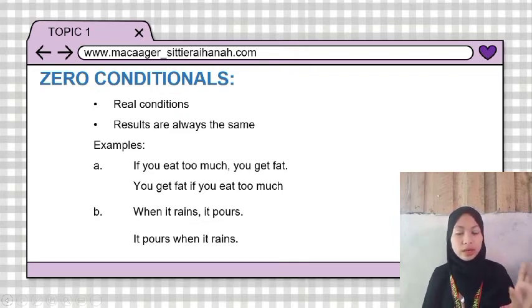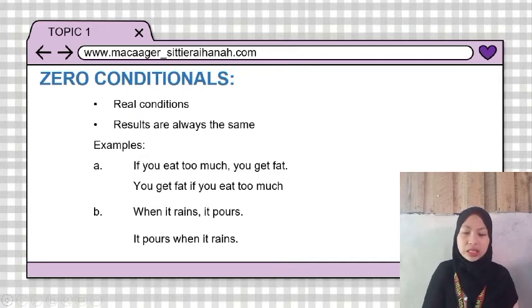Another example is this one. When it rains, it pours. It pours when it rains. And yes, it is a natural event, a real truth, and that is always the same in the past, the same in the present, and the same in the future. That is how zero conditionals work, because zero conditionals refer to real, possible conditions and real, possible results.